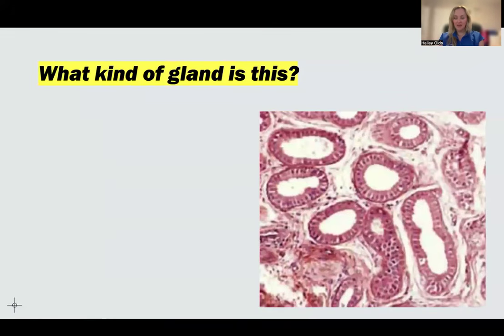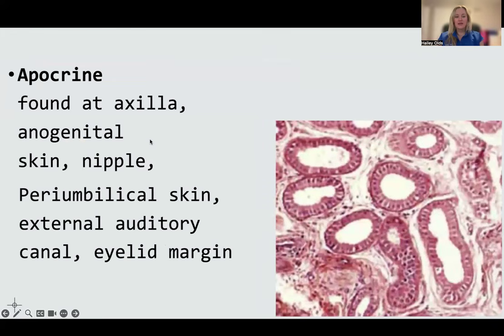Okay, on to glands. What kind of gland is this? There's three main kinds of glands that we see in dermatology, and they are eccrine glands, apocrine glands, and sebaceous glands. The way I always remember this one is that these have big, round, open lumen that look like O's. So these are apocrine glands. And these are found more in modified skin, so the axilla, the anogenital skin, nipple, the eyelid, places like that.